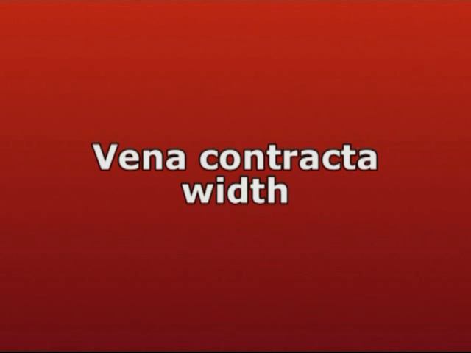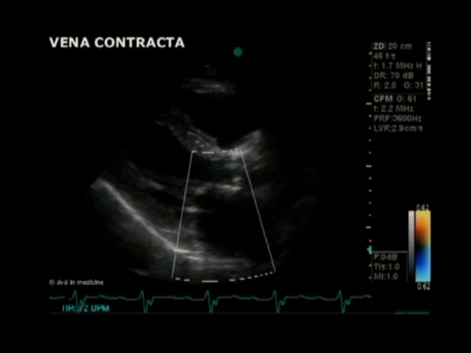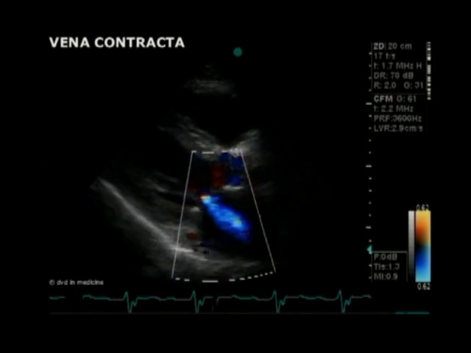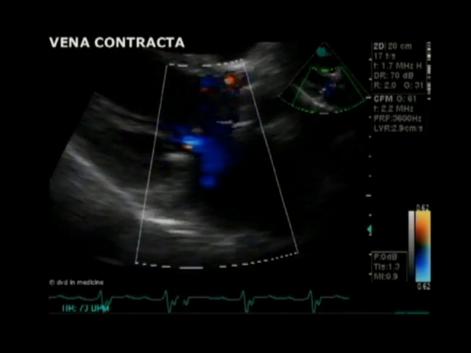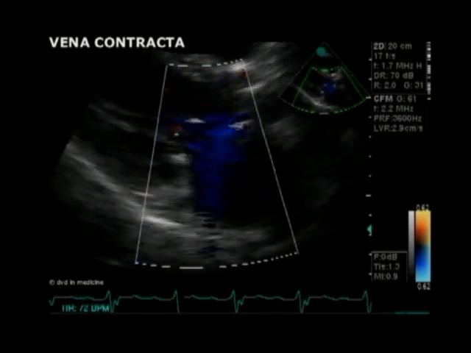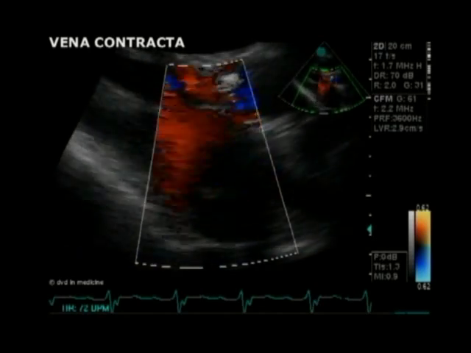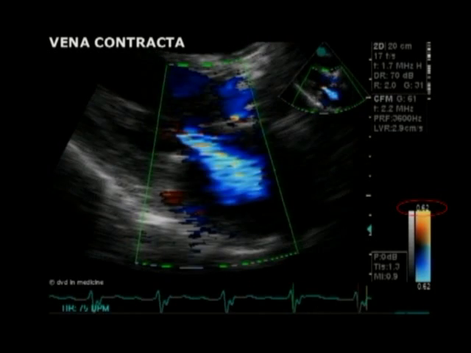Vena contracta width. The vena contracta is the narrow neck of the MR jet as it traverses the regurgitant orifice. The vena contracta, measured from the parasternal long-axis view, is best optimized by using a narrow sector scan, optimal color gain, and Nyquist limit between 40 and 70 centimeters per second.